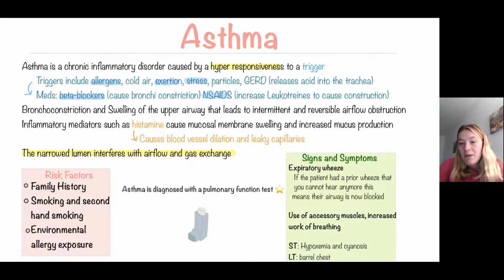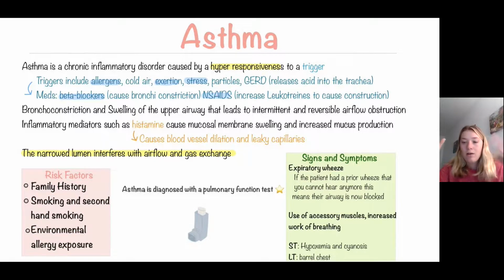So asthma. Asthma kind of goes a little bit in detail with allergies. So what is asthma? It's a hyperresponsiveness to a trigger. I included all of these triggers, so make sure to review those. But essentially, the upper airway swells. And in this kind of overactive immune inflammatory response, histamine is going to cause that swelling and increased production.